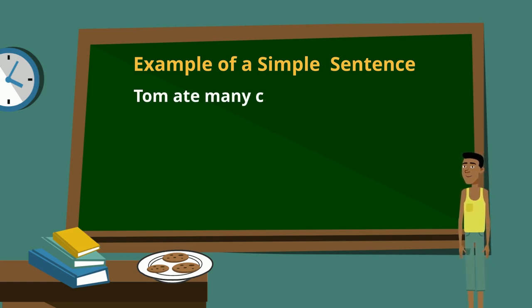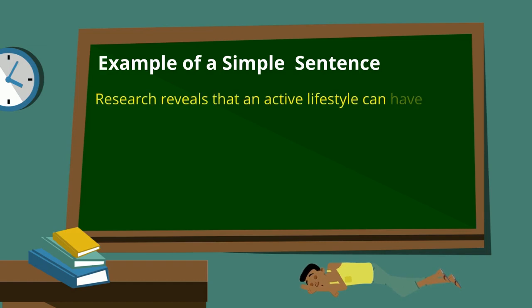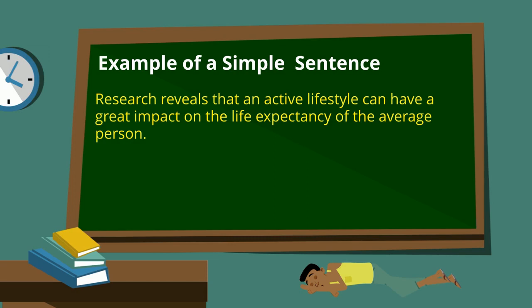Tom ate many cookies. In this easy example, the doer of the action is Tom. The action is ate. The receiver of the action is many cookies. Here is another example. Research reveals that an active lifestyle can have a great impact on the life expectancy of the average person.